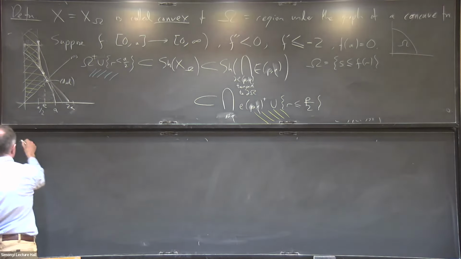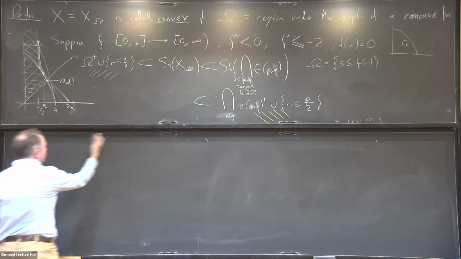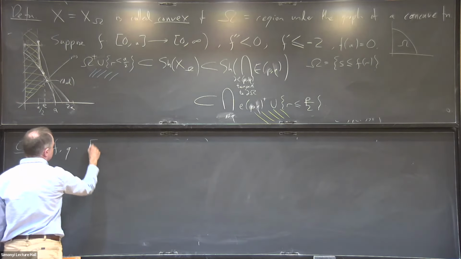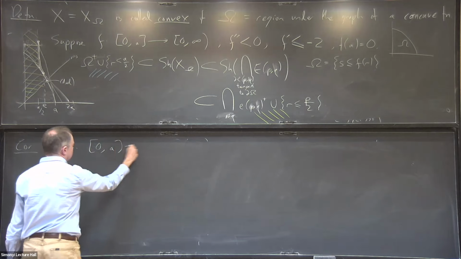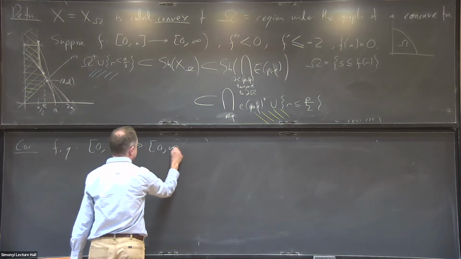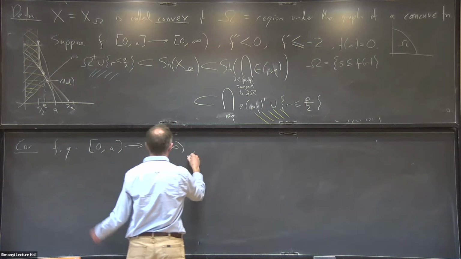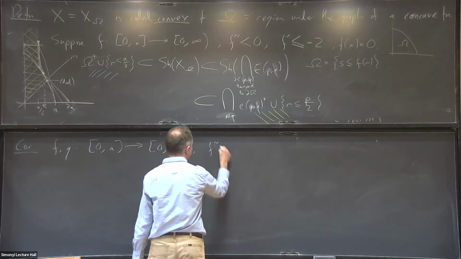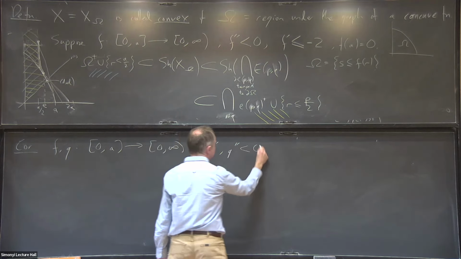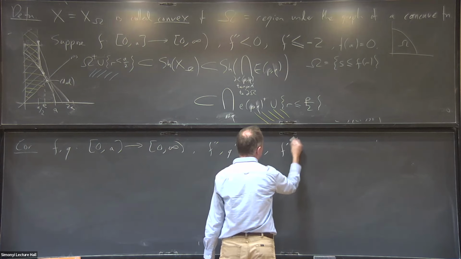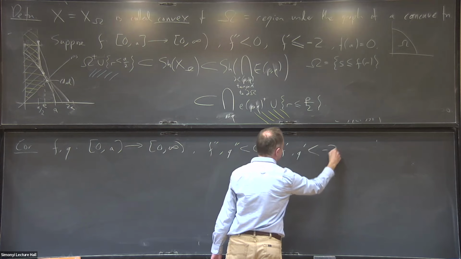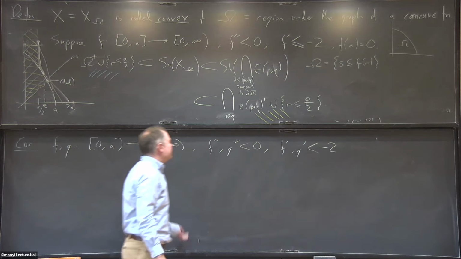All right. So corollary. Well, we just choose two functions now. So f, g, same kind of thing. Infinity. Same thing, they're both concave. So f double prime, g double prime negative. f prime, g prime less than -2.